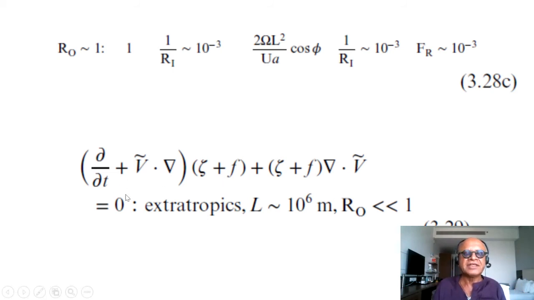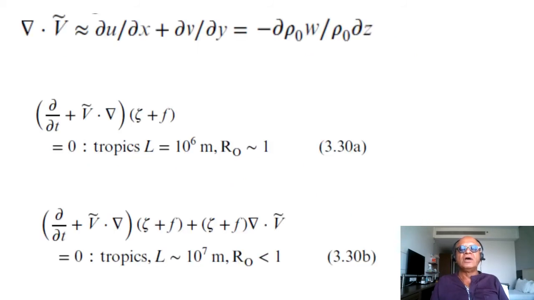So that balance ends up being 0 for the extratropics with the spatial horizontal scale of 1000 kilometers, 10 to the 6 meters, not kilometers, and Rossby number is much less than 1.